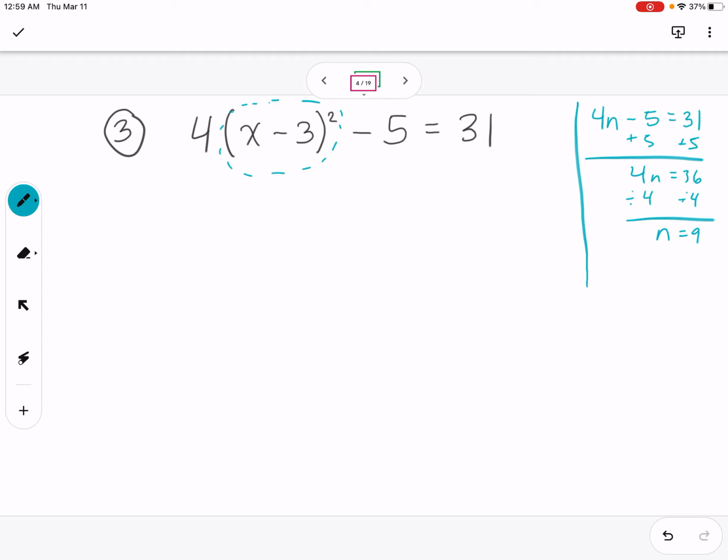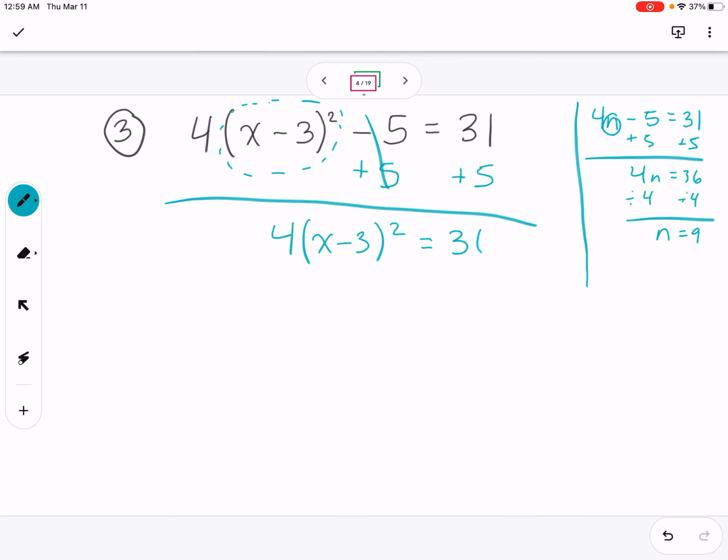So that's how I got n by itself, and that's exactly how I'm going to get this x minus 3 squared by itself. I'm going to first add 5 to both sides. That cancels this 5 over here and gets me 36 on the right. And then I'm going to divide by 4, and I get x minus 3 squared equals 9.